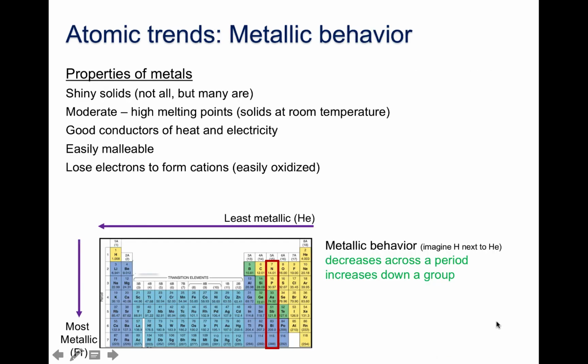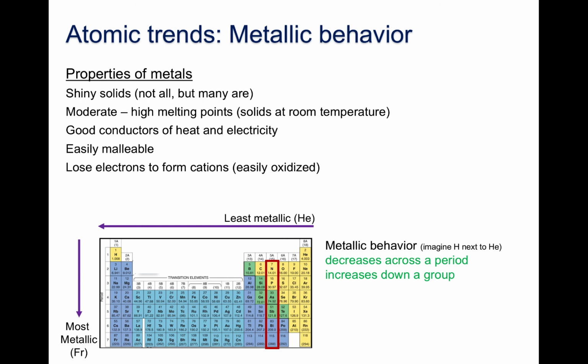The final property we're going to talk about is metallic behavior. So what makes something metallic? Well, if you think about a metal and the properties of a metal, those are essentially what you should be thinking of. In a lot of cases, they're shiny solids. Not all of them are, but many of them are. They tend to have moderately high melting points and boiling points, and as a result are solids at room temperature. They're good conductors of heat and electricity for the most part. They generally tend to be easily malleable.